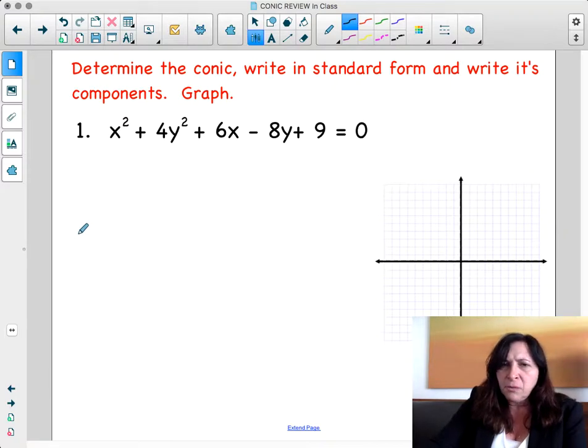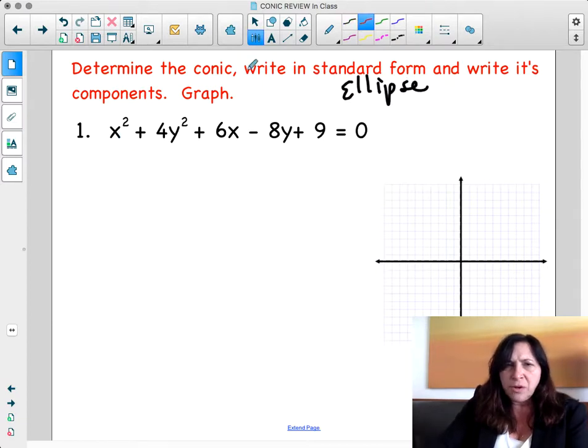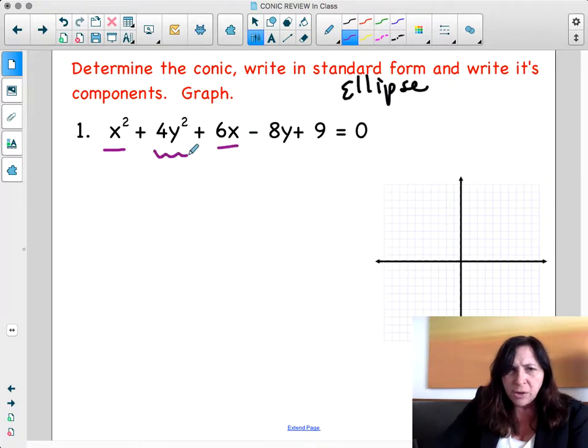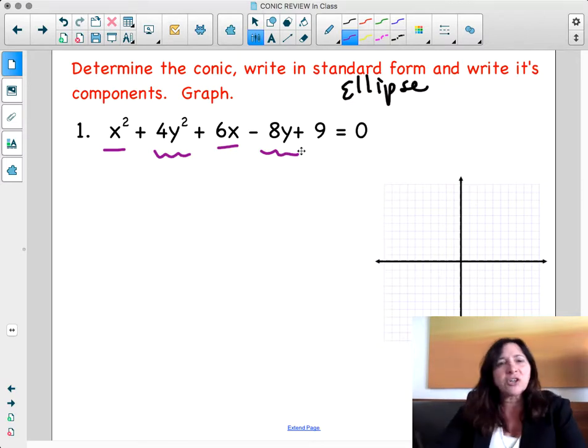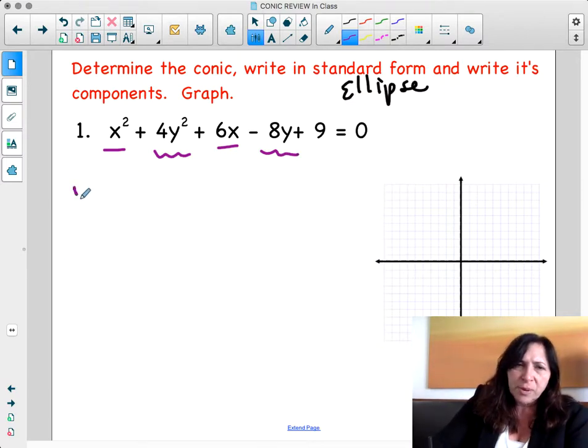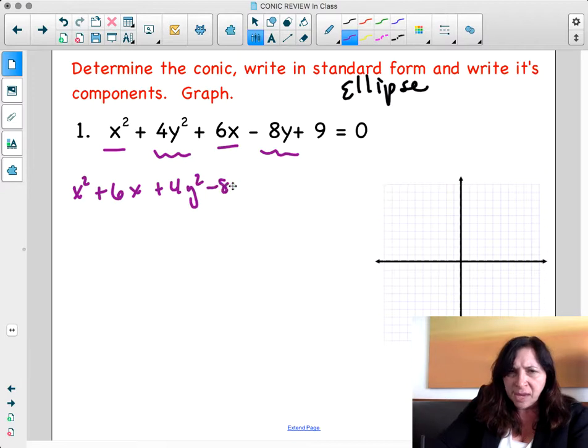Determine the conic and write it in standard form. So this conic, because it's got a positive x squared and a positive y squared, is an ellipse. Because it's an ellipse, I am going to try to complete the square. So we've got an x squared and an x, and a y squared and a y. That tells me that I'm going to complete the square 2 different times. So let me group first. We have x squared plus 6x plus 4y squared minus 8y is equal to negative 9.